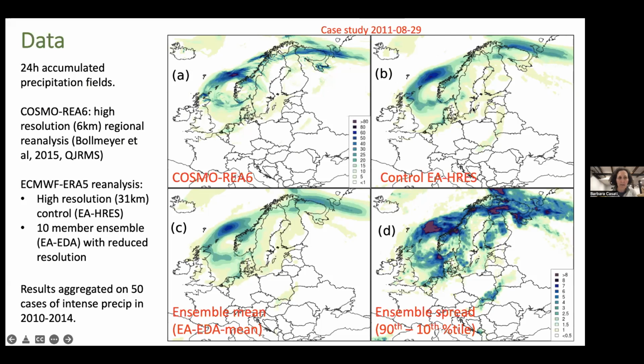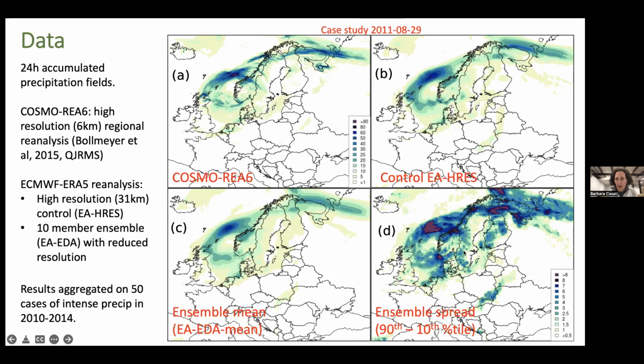So at the top right, you have the control, which is at 31 kilometers resolution. And then I consider the 10-member ensemble. So I have at the bottom left the ensemble mean. And then I have the spread. And you immediately can see that the COSMO-REA-6 has got much more small-scale details, and the precipitation intensities attained are larger. Instead, the control and the ensemble mean are much smoother, so I've got less small-scale details.